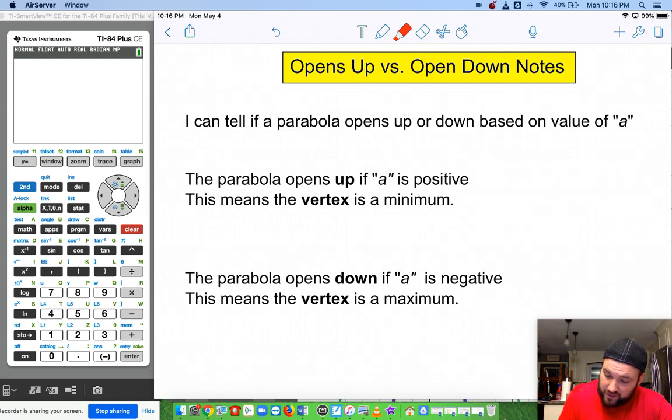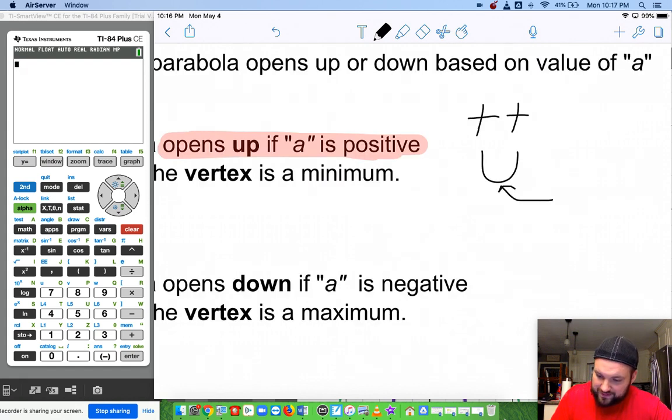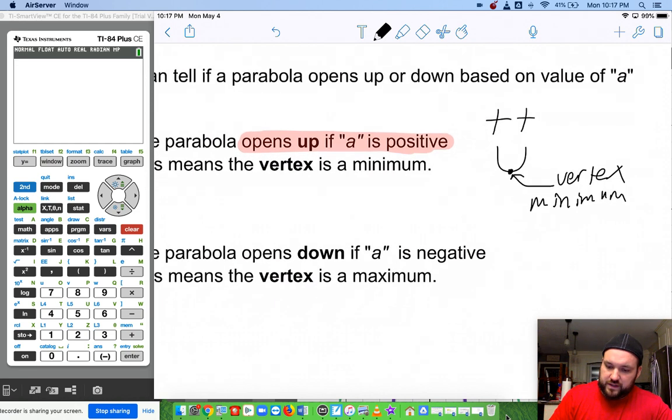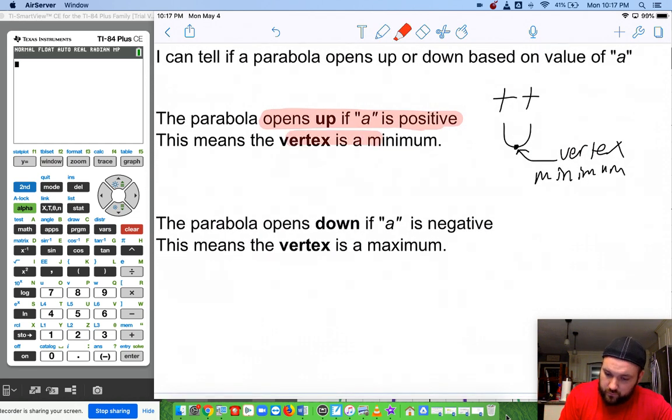The parabola opens up if a is positive. But what's interesting about that is if the a value is positive, the vertex is at the bottom of the graph. So the vertex is a minimum. And how this throws students off sometimes is when you think positive, you automatically think maximum. Your brain thinks up for positive. And the graph opens up, but because the graph opens up, that means the vertex is at the bottom of the graph. So the vertex is a minimum. Okay. And this will always be the case if the a value is positive.